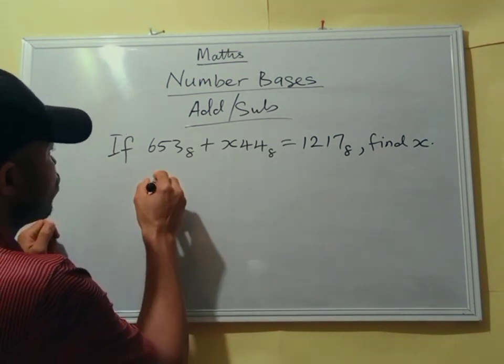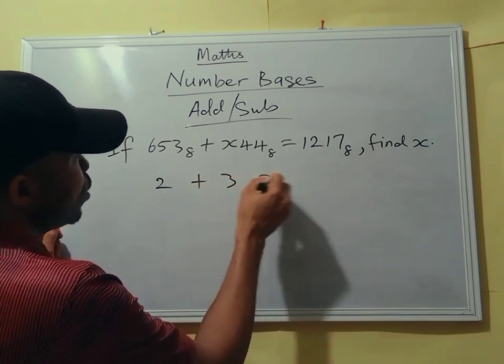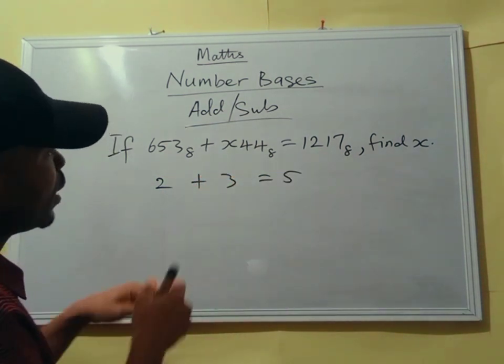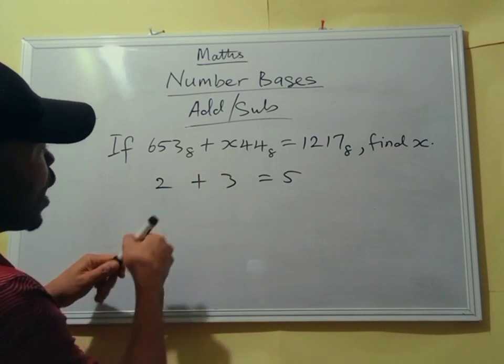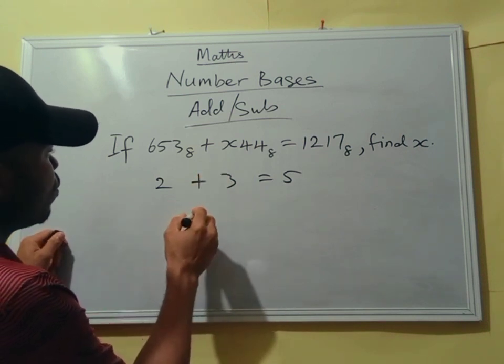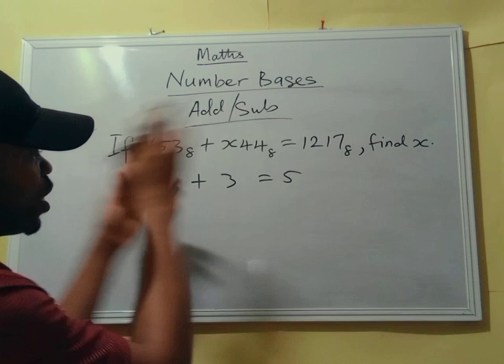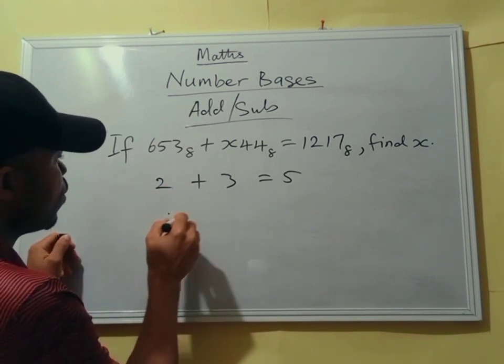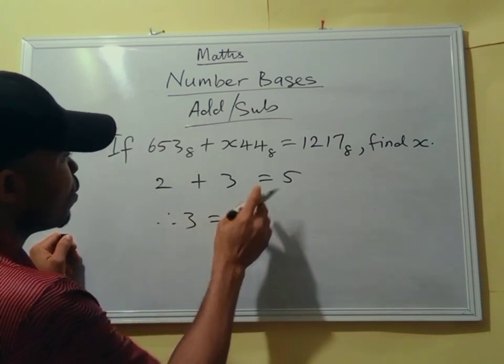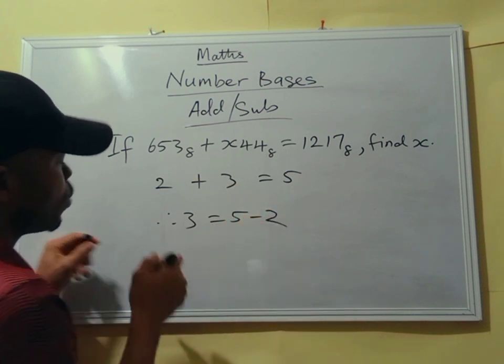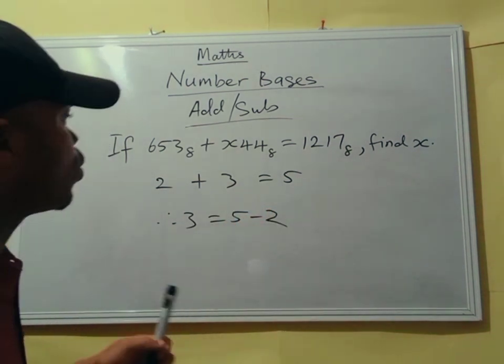Just like you have 2 plus 3 equal to 5, and let's say you didn't know this one. So how you will get this one will be 5 minus this one. So we can rearrange it like that. Therefore, the 3 that we are looking for will be 5 minus 2. So that's the same idea we are going to use here.